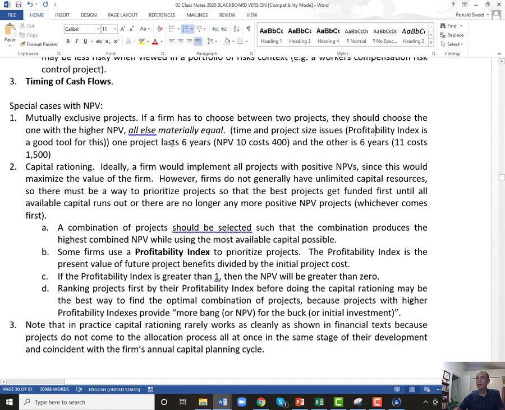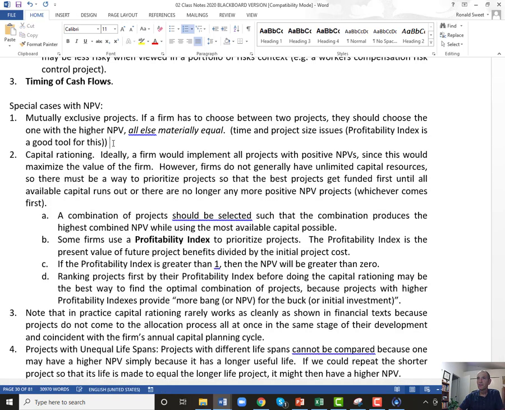I'll say profitability index will help you some, but it doesn't fix all of these. It fixes the project size problem, so we'll certainly get into that. But when you have mutually exclusive projects, you don't really say just take the one with the higher net present value, because that will not always give you the best answer.